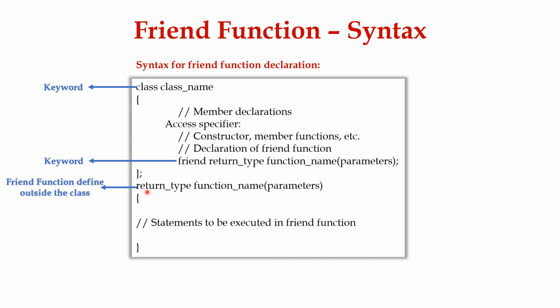Next we have the friend function definition, which is defined outside the class. Here we have the return type followed by the function name, and it has a list of arguments for the friend function. Then we have an open curly parenthesis for the function, and we have statements to be executed inside the friend function. Finally, the function is ended with a closed curly parenthesis. So this is the syntax for friend function declaration and definition.